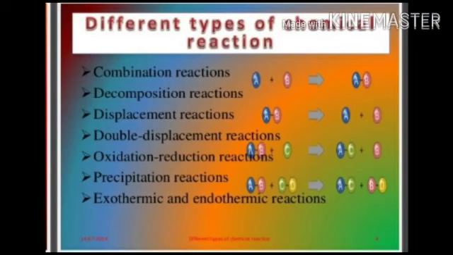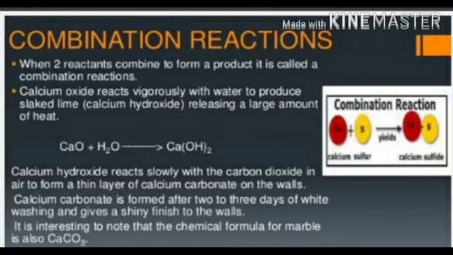Now let us revise the different types of chemical reaction: combination reaction, decomposition reaction, displacement reaction, double displacement reaction, oxidation reduction reaction, precipitation reaction, exothermic and endothermic reaction. Combination reaction. When two reactants combine to form a product, it is called a combination reaction. For example, calcium oxide reacts with water to form a single product, that is calcium hydroxide.